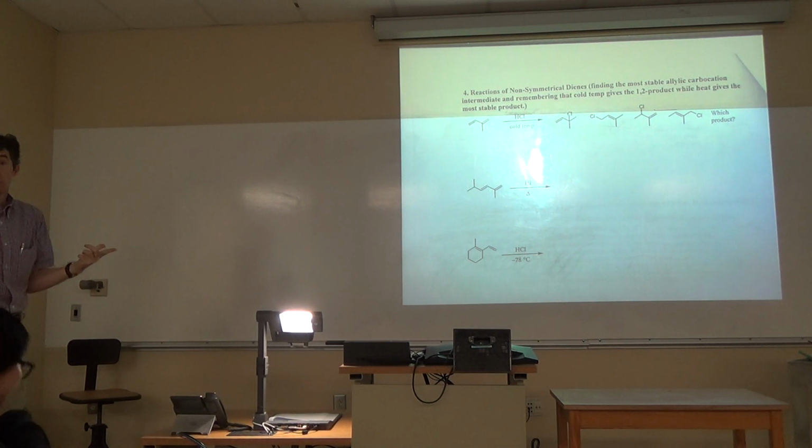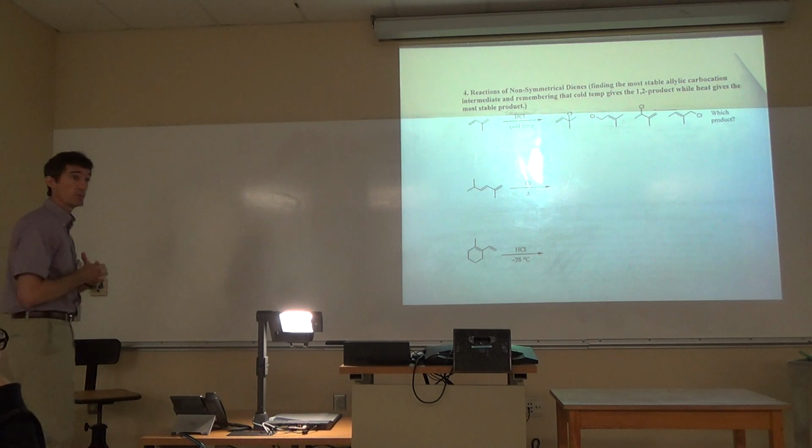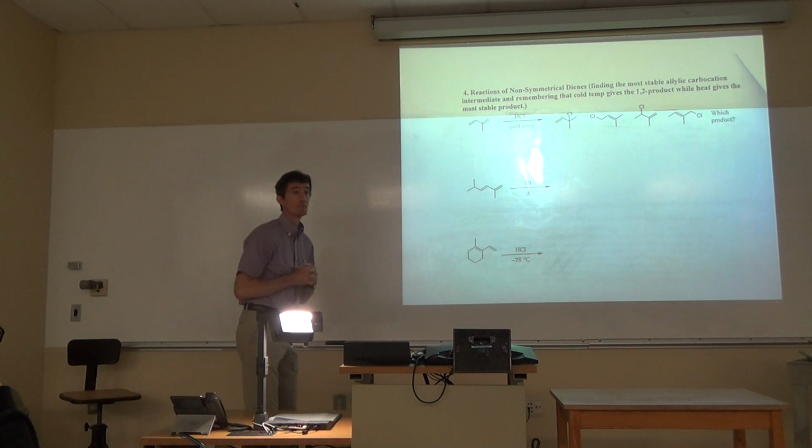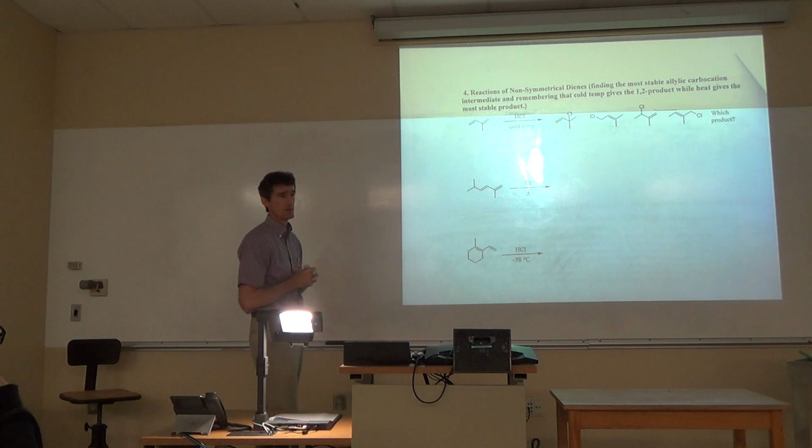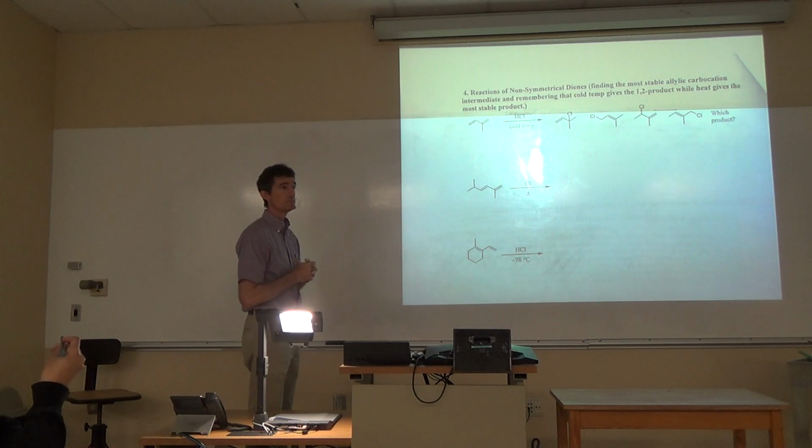So you're going to get the 1,2 first. They will form first. But with heat, though, it can come back off and equilibrate, and you'll end up with 1,4 because of 1,4, well, not always, but sometimes the 1,2 is the most stable. Other questions about 1,2, 1,4 additions?